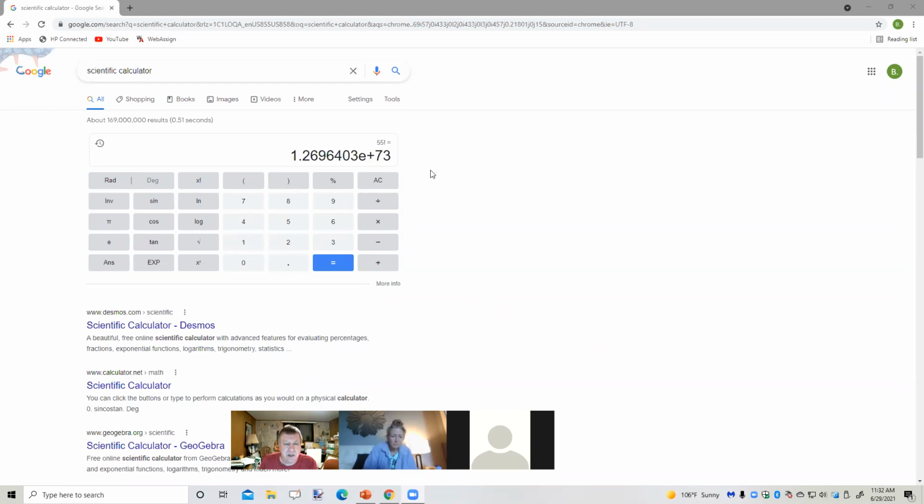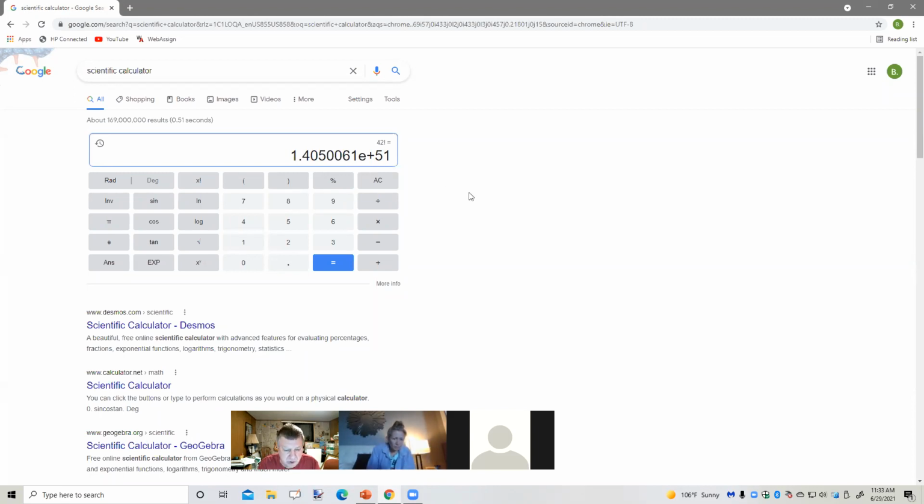Sure. Okay. Can you see the internet screen? Can you see the internet? Yes. Okay. So let's do, how about 42 factorial? And then equals. So this would be 1.4050061 times 10 to the 51st power.